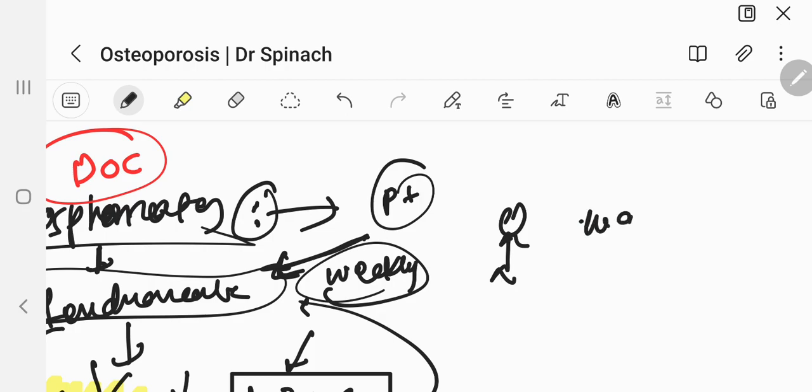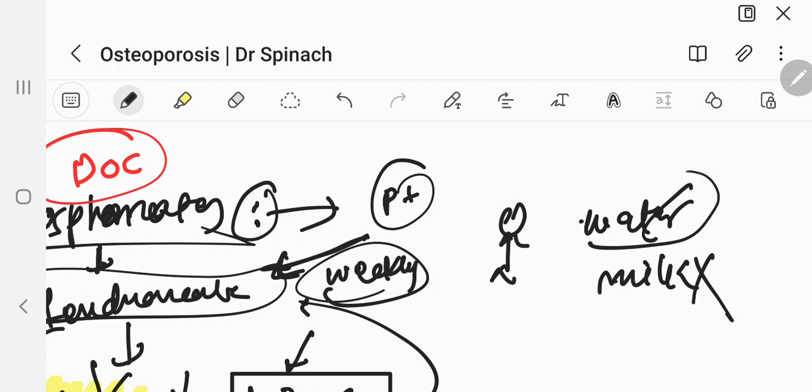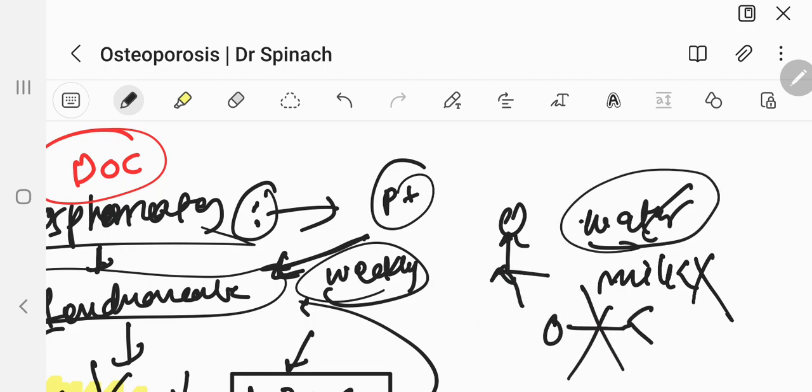Okay, take it with water, not with anything else. Don't take it with milk. No, don't take it with milk. You sit up straight for that time, or walk. Do not lie down. Do not lie down.